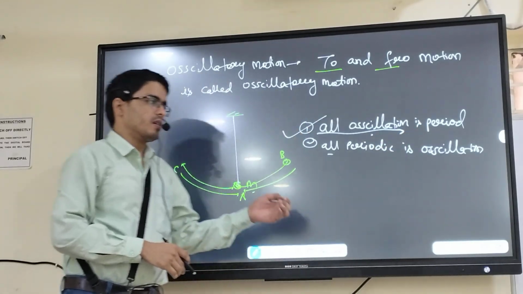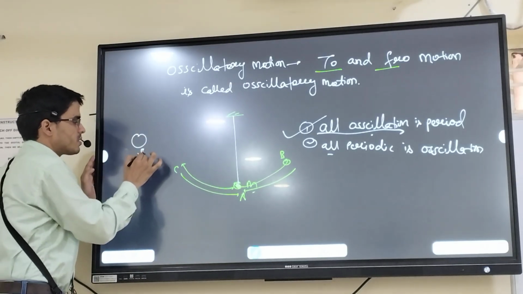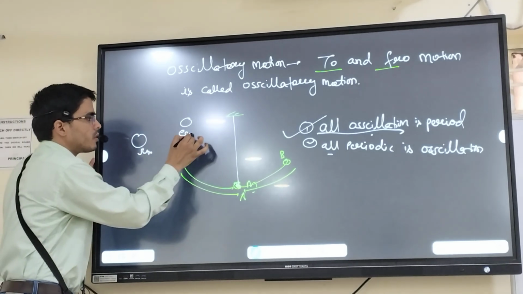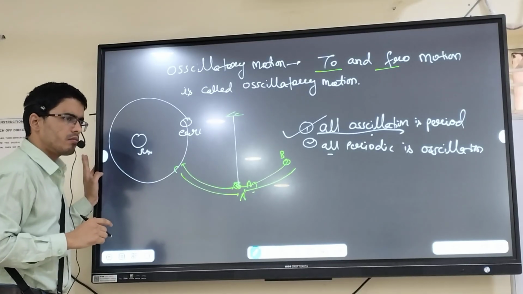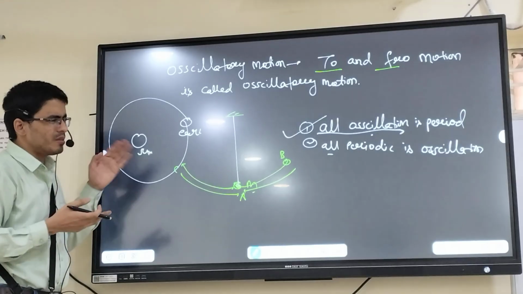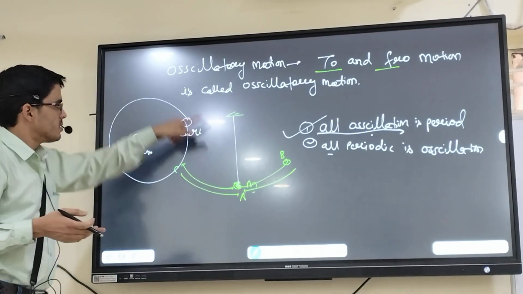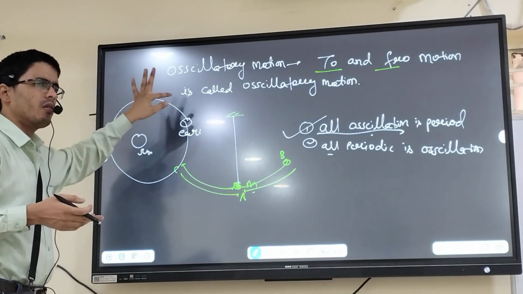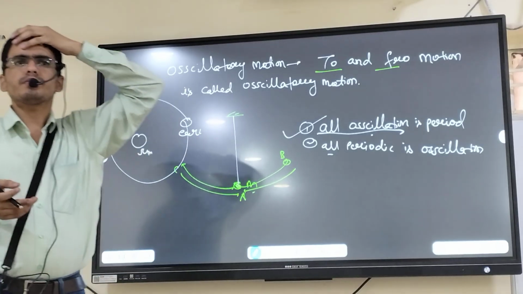Sir, suppose we have the Sun first, and second we have the Earth, and suppose the Earth is revolving. How do you tell whether that is periodic or oscillation? That is periodic, not oscillation. Oscillation is to and fro, and this is not to and fro motion. This is circular motion. So all periodic is not oscillation. If it is circular motion, it is periodic.